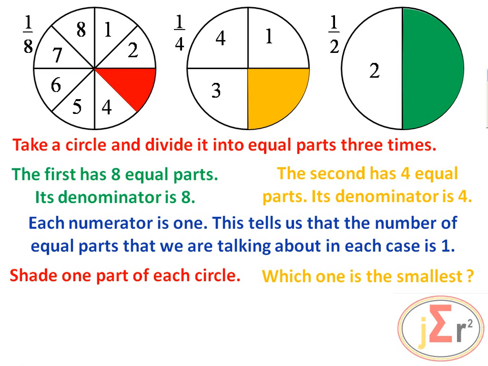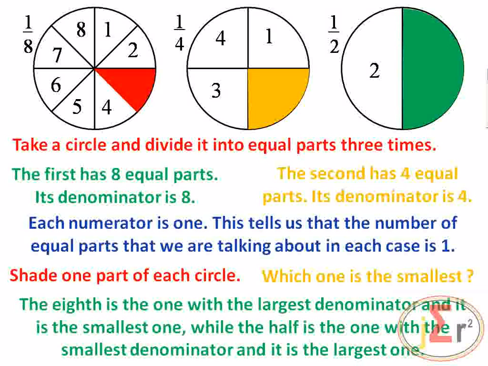What is the denominator? 2. Right, so the largest shaded portion has the smallest denominator. And the smallest shaded portion has the largest denominator. Right. The 8 is the one with the largest denominator, and it is the smallest one, while the half is the one with the smallest denominator, and it is the largest one.